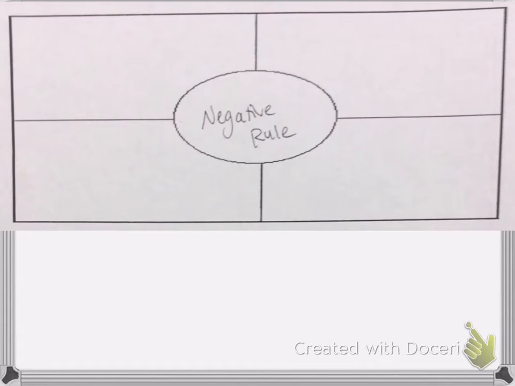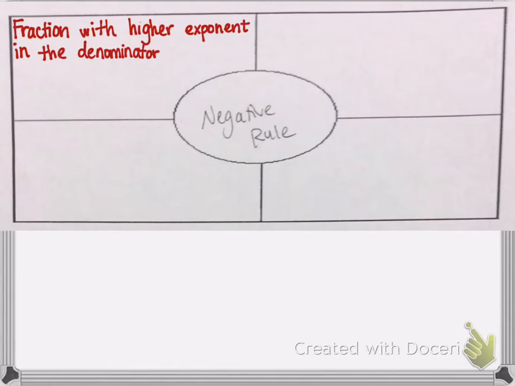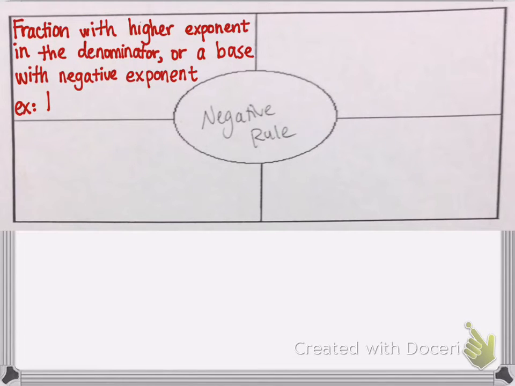Alright, so add that into the center of this, which should hopefully be your last model if you did everything in the right order. Go ahead and write negative in the middle. And let me show you in the top left side what those problems are going to look like. So you might see a fraction with a higher exponent in the denominator than in the numerator, because that will create a negative when we subtract those. Or you might see just a base that has a negative exponent. So those tend to look like this.